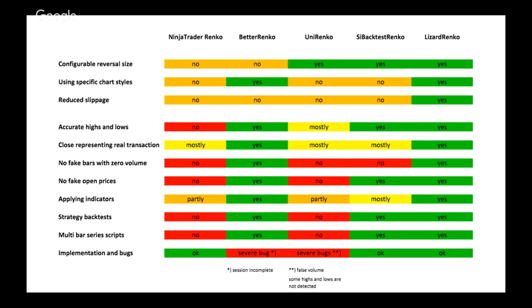So to sum up here, the only suitable Renko versions for system trading that we've tested are the Shark Indicators Backtest Renko and the LizardRenko. Of course, if you want absolutely correct indicator output for your entries and exits and to avoid these fake bars with zero volume, the LizardRenko will be the tool of choice for you. So with that, I think that was it for the slides with the meat of the presentation.